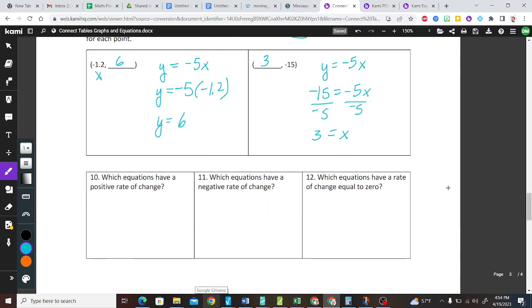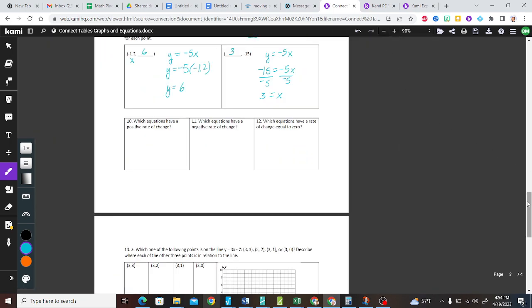It says, which equations have a positive rate of change, which equations have a negative rate of change, which equations have a rate of change equal to 0. So I'm going to zoom out here so I can see them again.